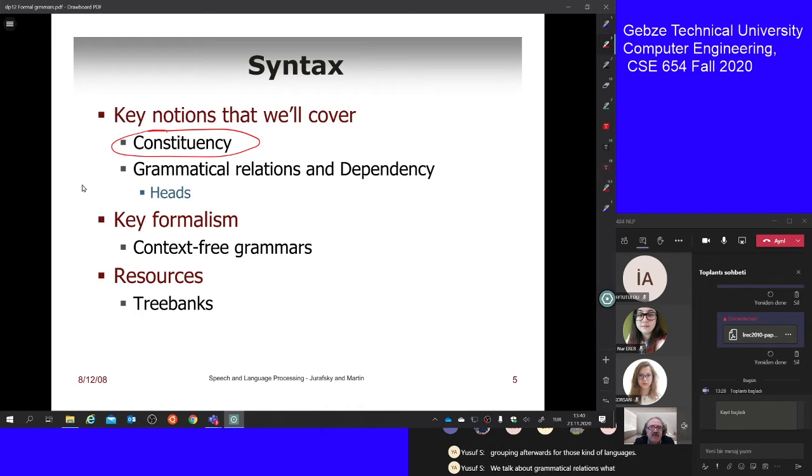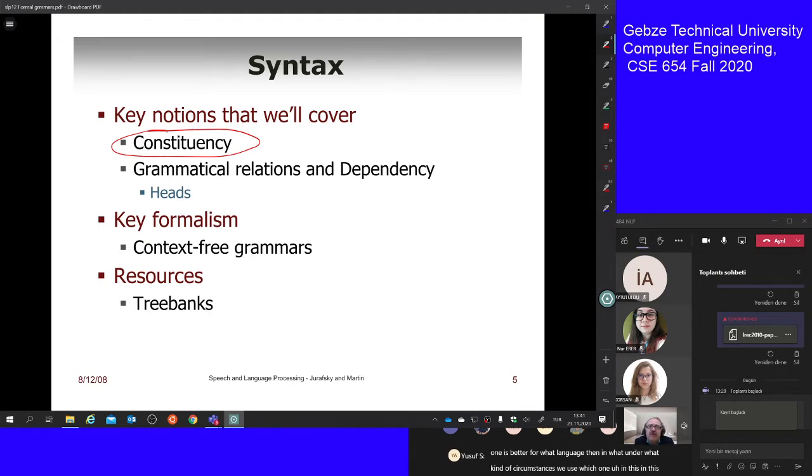What are the relations between two words of a sentence? Okay, and we call them dependencies, and we are going to look at them. So most of the talk in this chapter will be about constituency and the relations between words in a sentence. And we are going to see which one is better for what languages and under what kind of circumstances we use which one in this lecture.